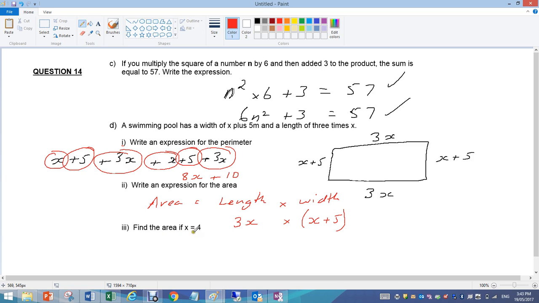Now find the area if x equals 4. Okay, so if x is 4, it's 3x, which is 3 times 4, times x plus 5, which is 4 plus 5. So that's 3 times 4 is 12, times 4 plus 5 is 9. 12 times 9, that's 108. And because it's in meters, length is meters, width is meters, so meters times meters is, of course, meters squared.